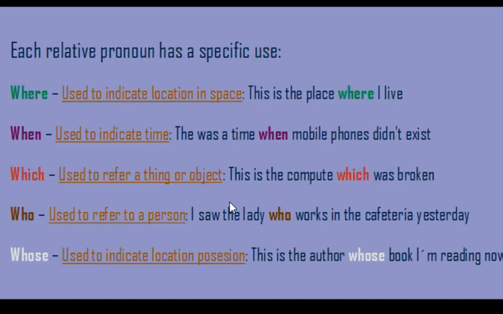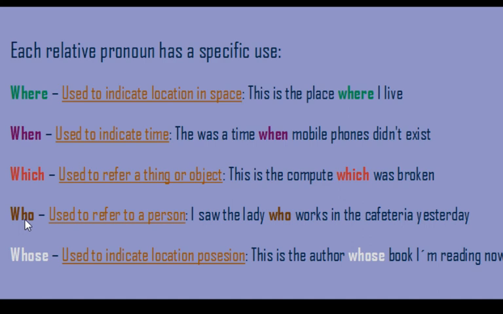So now let's go to the most important bit. Let's look at the relative pronouns. So we have where. I think we are all kind of familiar with them already. Where is used to refer to space, to places. This is the place where I live. When is very similar to where, but it relates to time. There was a time when mobile phones didn't exist. So remember, when and where, very important. One is used for space and the other one for time.